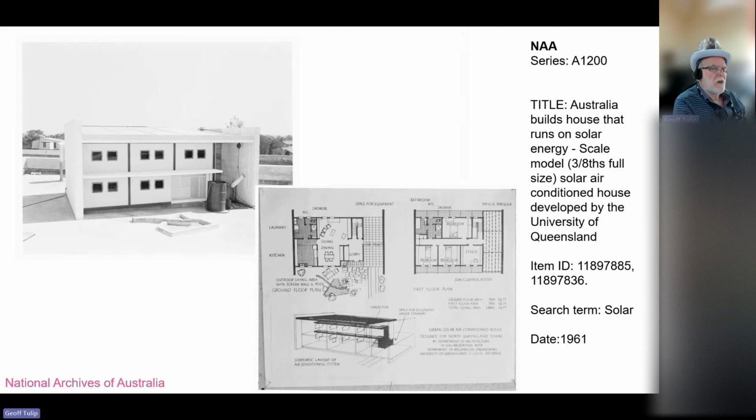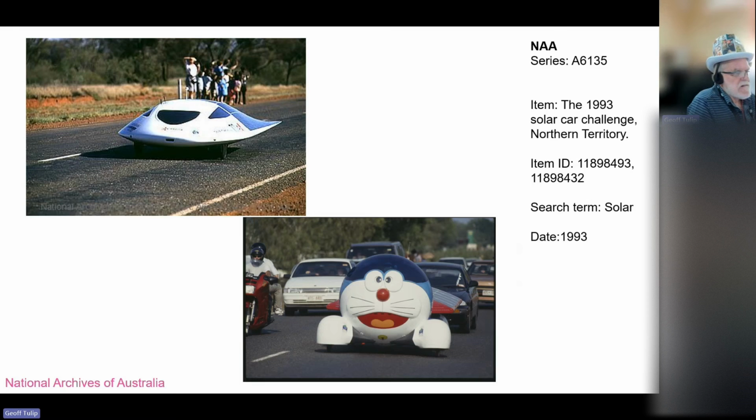And this is a scale model of the 3/8 full size of the solar air-conditioned house that they built up in Queensland using those solar panels. So we've got images as well as maps and plans to complement the photos that we show you today. This is the 1993 Solar Car Challenge in the Northern Territory. There were lots and lots of images, but I just displayed two that were slightly humorous. You don't see cars like that these days, although Elon Musk might develop something with a bit of a cat face, who knows?